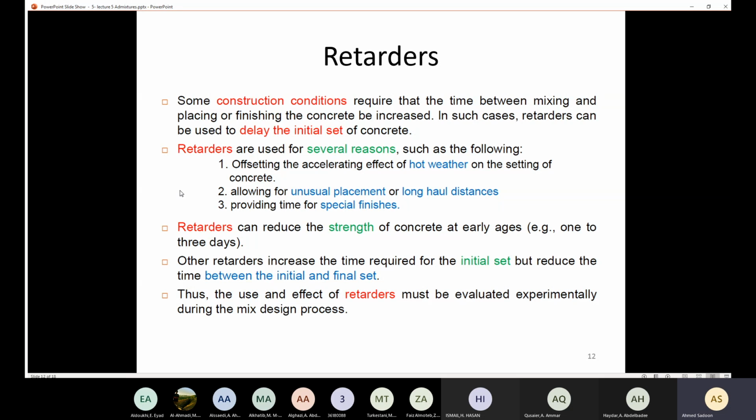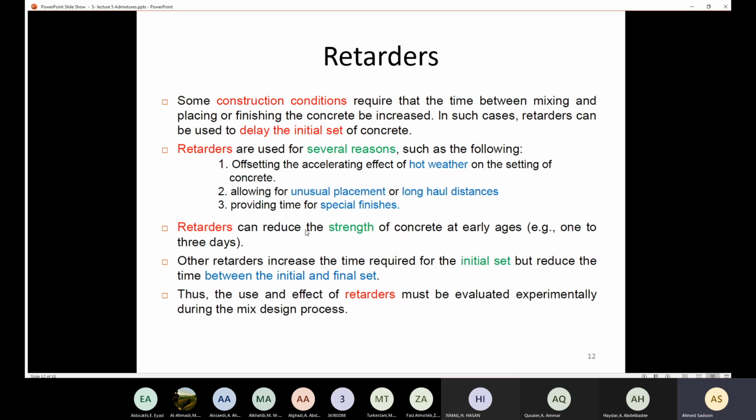And also sometimes we have special or unusual placement that is going to take a lot of time. So in these cases, it's better to delay the initial set, because after the initial set, dealing with the concrete is going to be very difficult. And also sometimes we have special finishes. We have types of finishes that take time. So also that is going to provide time for these conditions.